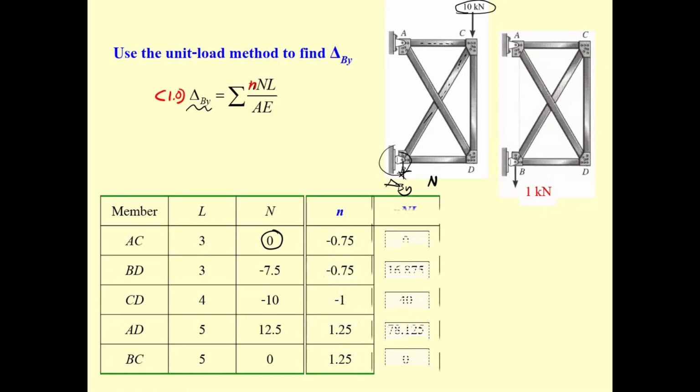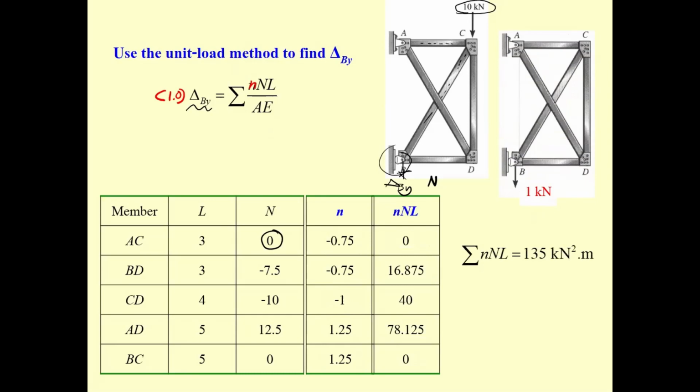You can compute small n, capital N times L, and you get the result to be 135. So you get 135 divided by AE, and it's positive. That means it is in this direction. You get 135, and I should say downward.